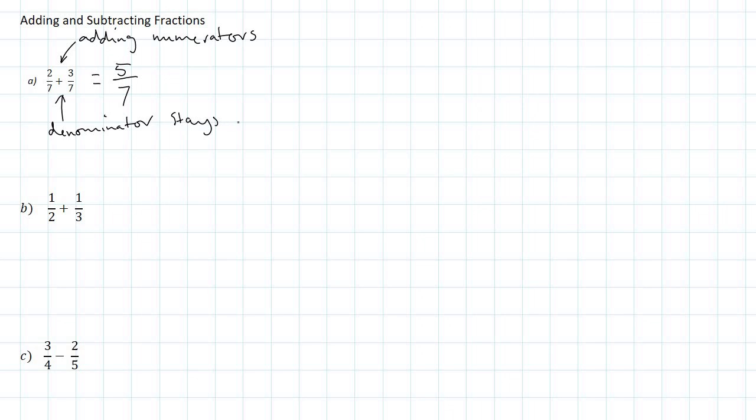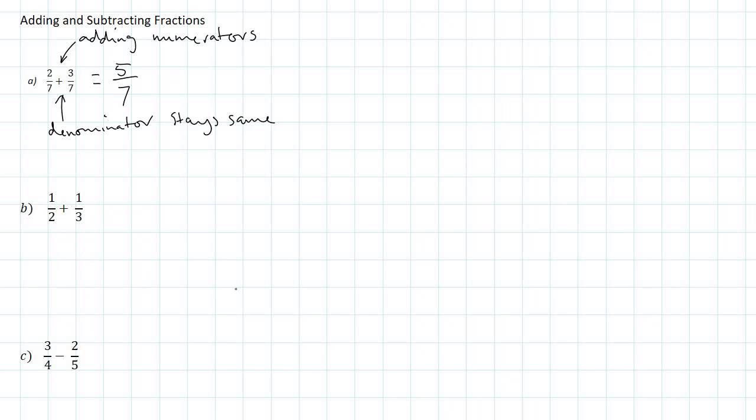I don't do 7 add 7. 2 apples add 3 apples isn't 5 double apples. 2 sevenths add 3 sevenths is 5 sevenths. I don't double the 7. So that denominator stays the same, and we're going to see that happening throughout. But the problem comes when the denominators are different.